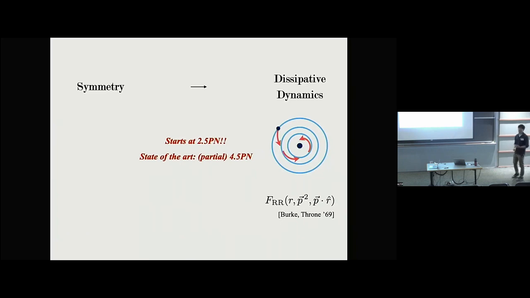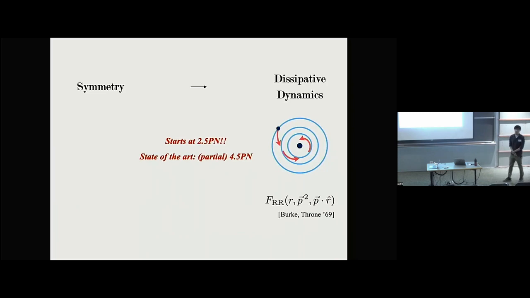And this is really not a small effect. These start at 2.5PM order, and as we march on in the conservative part to 5, 6, 7PM, we really have to address this dissipative dynamics in order to have the full description of the binary motion. But this turned out to be very challenging. For instance, the state of the art, after 50 years, is that we only know the partial result at 4.5PM order.